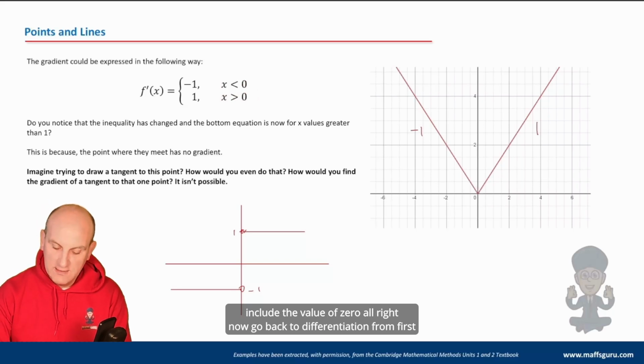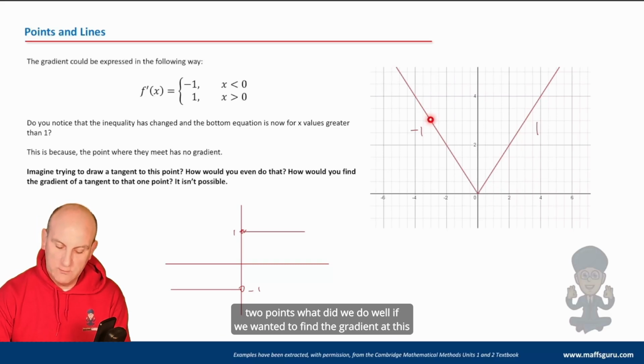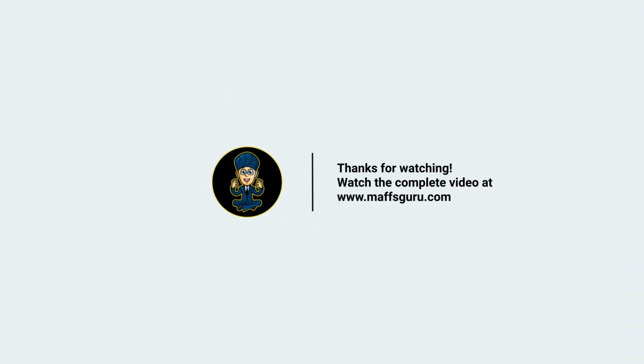All right, now, go back to differentiation from first principles, and let's ask, to find the gradient between any two points, what did we do? Well, if we wanted to find the gradient at this point here, we'd choose points, and we'd get closer and closer and closer, drawing secants.